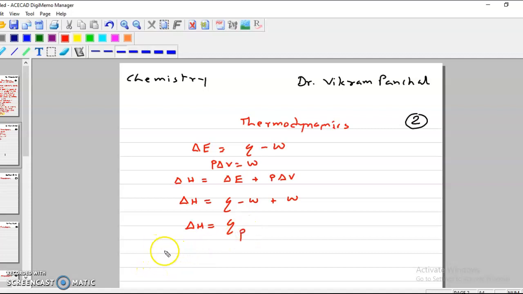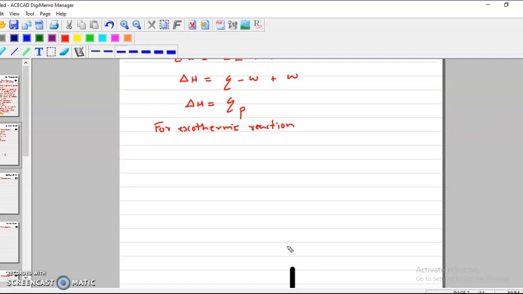So for exothermic reaction, as Q is negative, delta H will be negative. And for endothermic reaction, delta H will be positive.